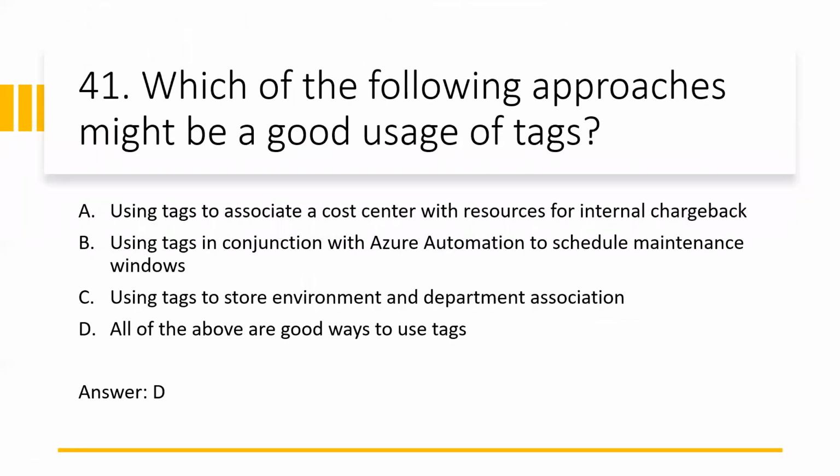Question 41. Which of the following approaches might be a good usage of tags? Option A, using tags to associate a cost center with resources for internal chargeback. Option B, using tags in conjunction with Azure Automation to schedule maintenance windows. Option C, using tags to store environment and department association. All of options A, B, and C are good uses of tags. Option D says all of the above are good ways to use tags. So option D is the right answer.